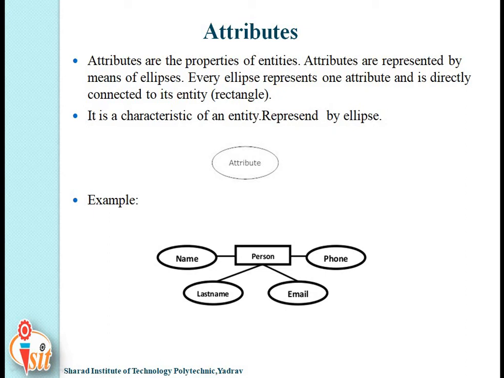Here you can see the example of an attribute. In this, person is an entity which is represented by a rectangle, and that person has different characteristics, different properties like name, last name, email, phone number. These are the attributes of that person entity, and they are shown by the ellipse.